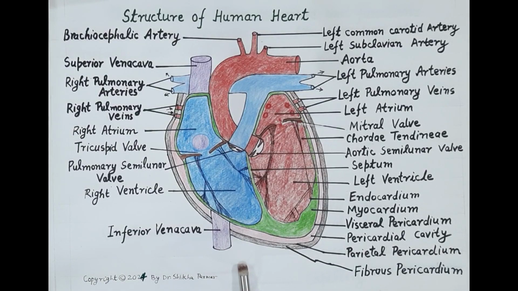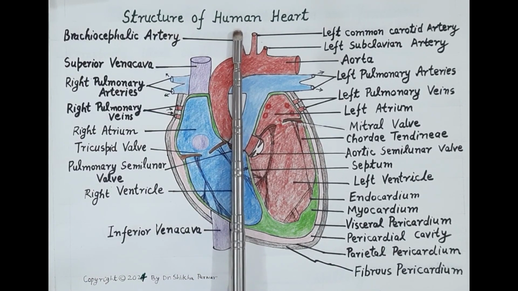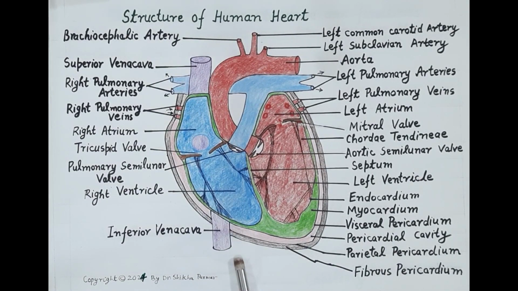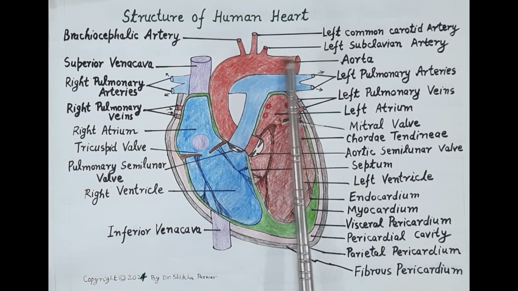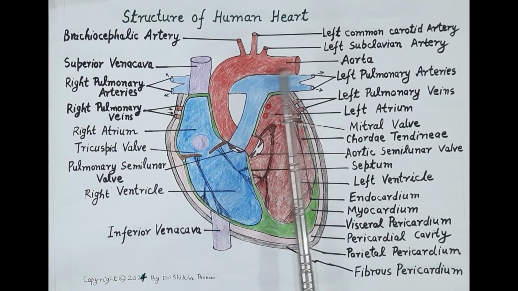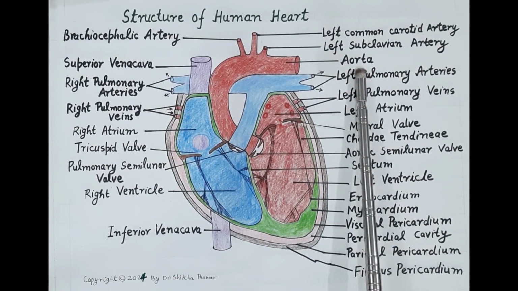Hello students, in today's video we are going to study the anatomy, or the structure, of the human heart. So look at this structure. Our heart is a muscular organ. The wall of the heart is made up of cardiac muscles, and the function of the heart is to pump blood. Now the blood that is pumped by the heart is circulated throughout the body by the blood vessels. This is the largest blood vessel of the body, namely the aorta.